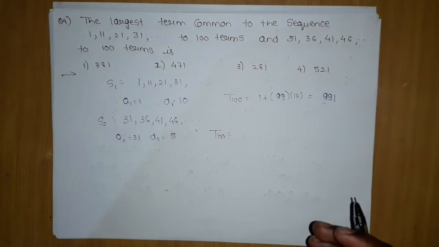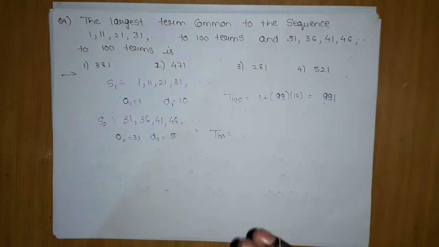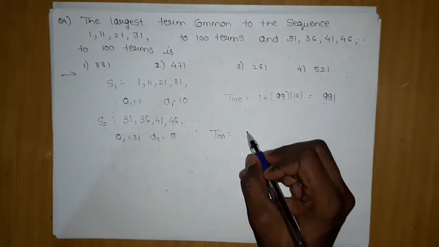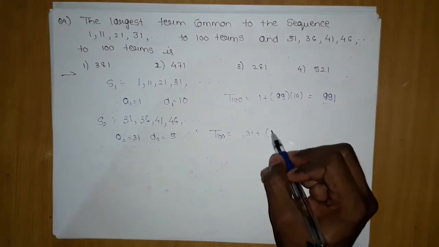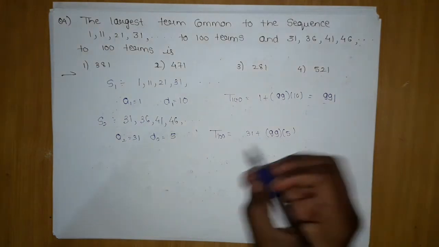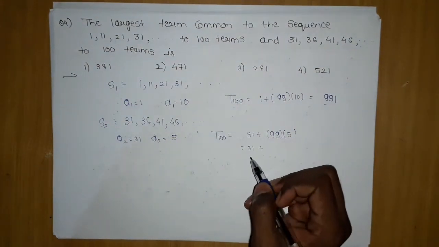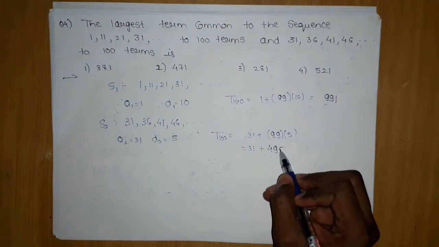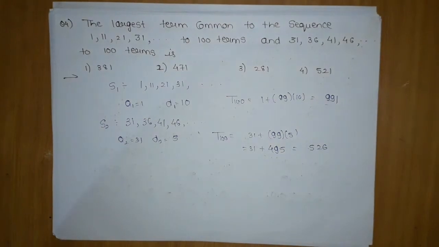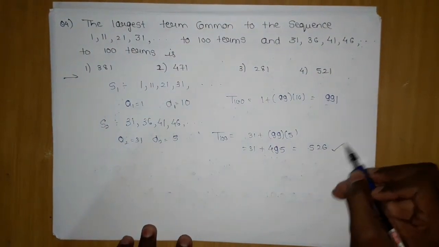How will we find the common series? We will find the common series by taking the LCM, the lowest common multiple, of both the D's, D1 and D2 from the S1 and S2 sequences. So the thing is like this: 31 plus 99 into 5, which gives you 31 plus 495, ending up giving you 526. So this is T100. Now which one is the lowest? This one is the lowest.